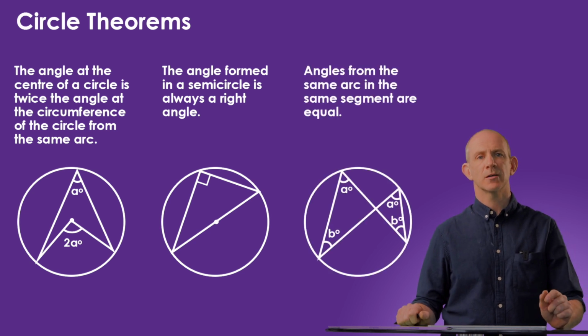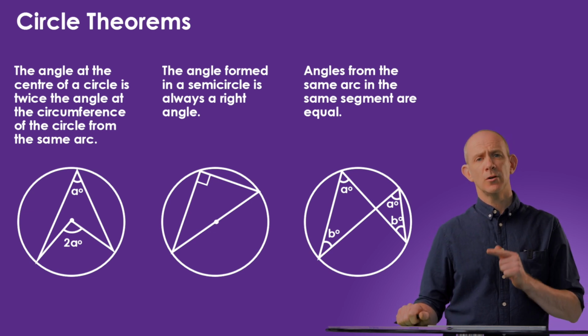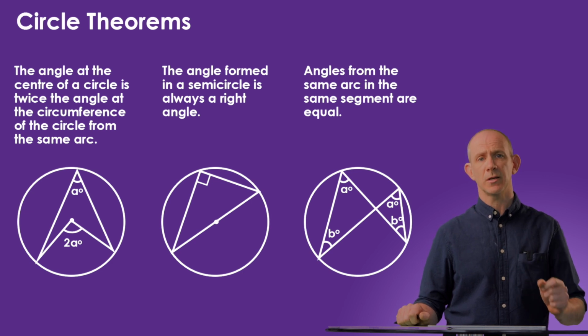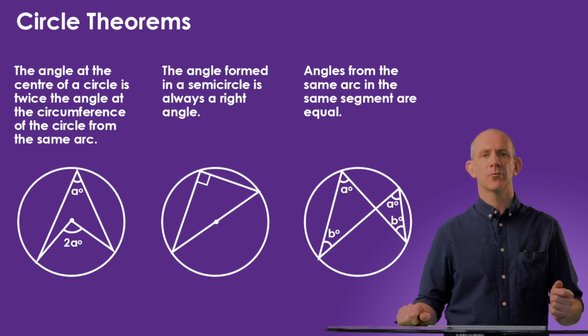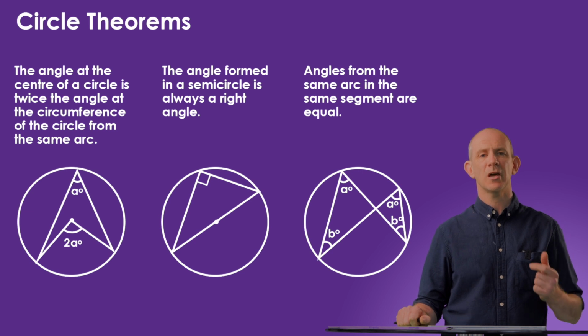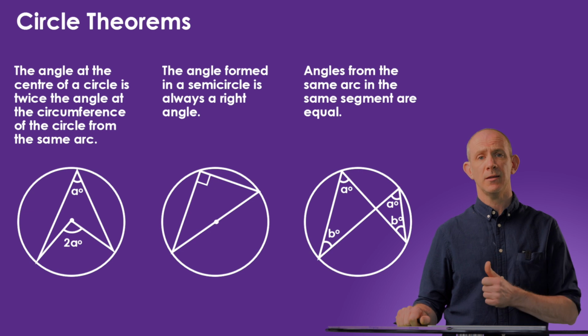Next, we have the fact that angles from the same arc in the same segment are equal. With two lines crossing, the angles that are vertically opposite will always be equal. As the ends of the lines are limited by the circumference of the circle, this creates similar triangles, which therefore have the same internal angles. So A will equal A and B will equal B.